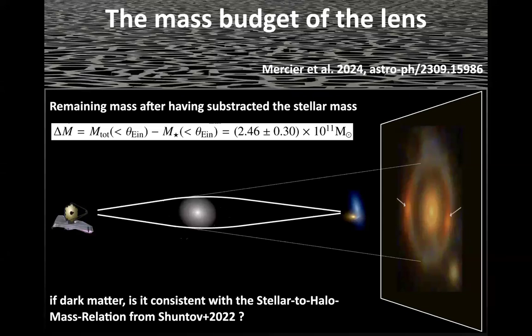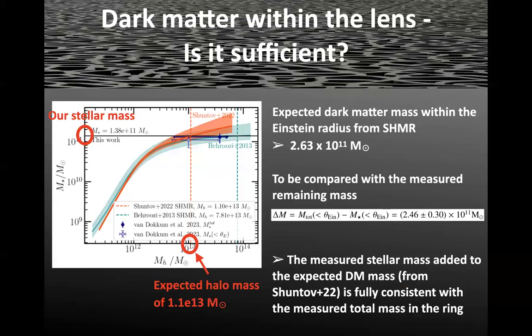The question is, if this remaining mass is completely dark matter, is it consistent with the stellar-to-halo mass relation that I showed you by Marco Shantov before? That's what I show here. It's a bit complicated as a plot, but basically, for the stellar mass of our object, using the relation of Marco, we can get the expected mass of the dark matter halo. And this is the expected mass of the dark matter halo.